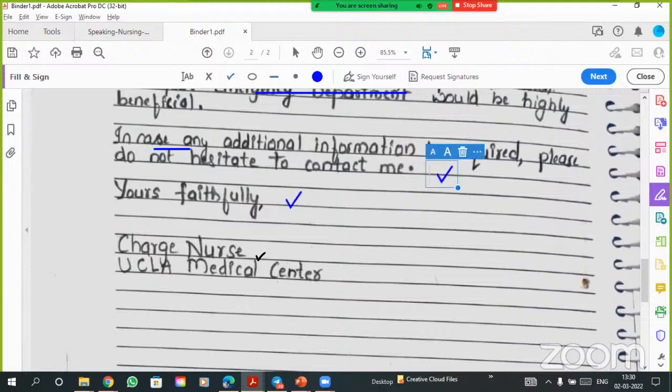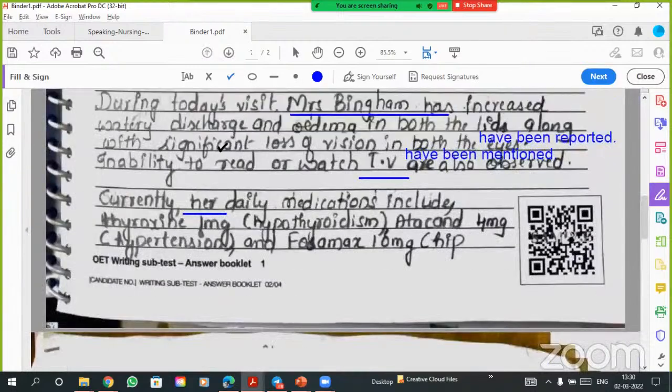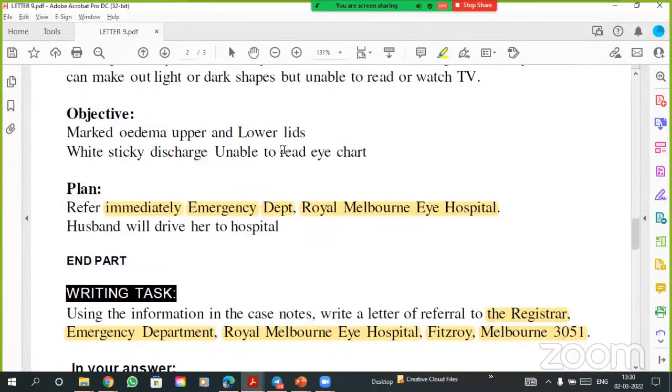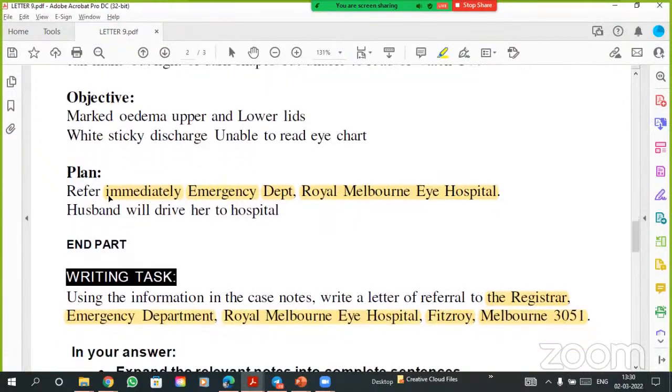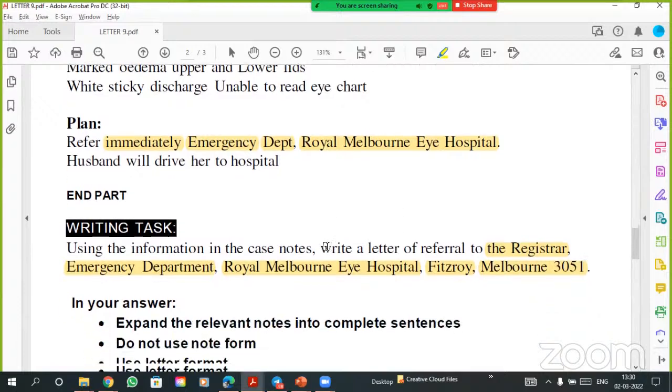Charge nurse, UCLA Medical Center. And emergency department, Royal Melbourne Eye Hospital. So it is Melbourne, so that is no need. Finish.